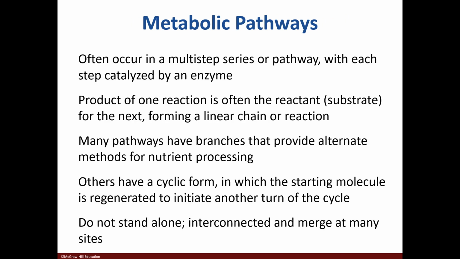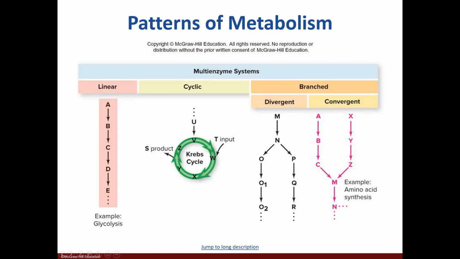In metabolic pathways, we usually see a multi-step series or pathway. Sometimes we see products of one reaction serving as substrates for the next. There are also cyclic forms. Glycolysis is a type of linear pathway where the product of one reaction is a substrate for the next. The Krebs cycle is a cyclic form where the starting molecule is the ending molecule.